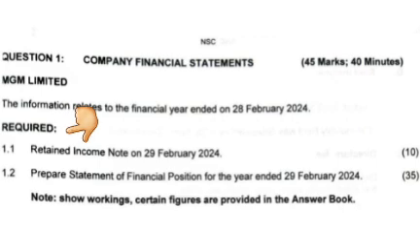It has 1.1, which wants you to prepare a retained income note. So this is the note to the financial statement. We only want one note. It is the retained income note.